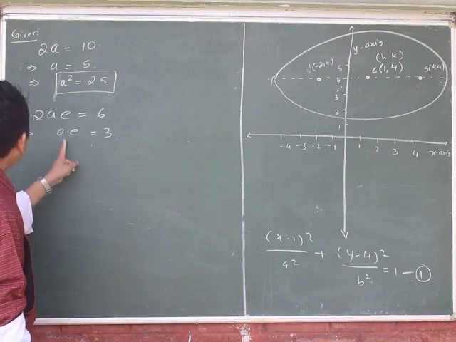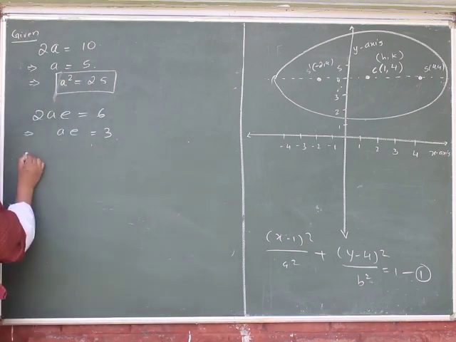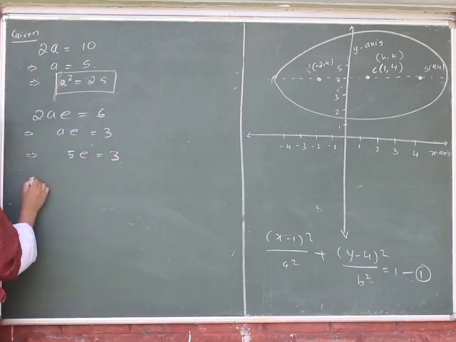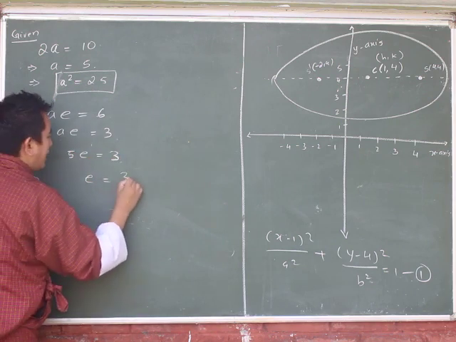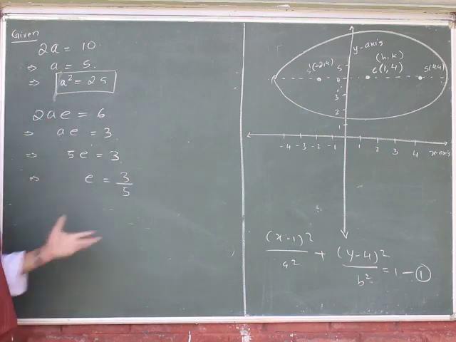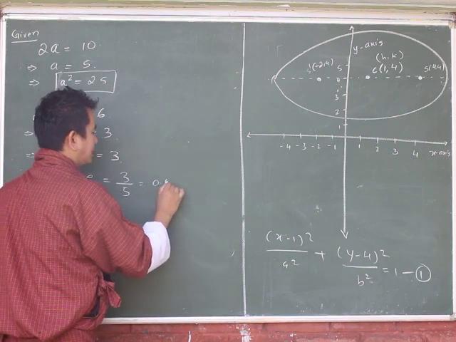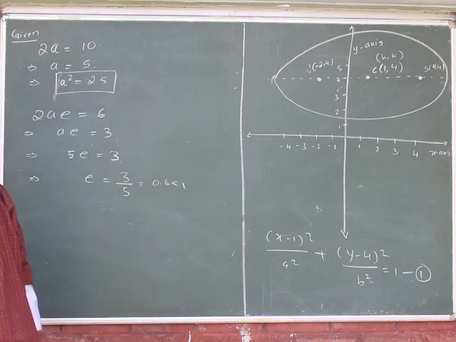So now ae is equal to 3, but we already know the a value, which is 5. That implies 5e is equal to 3, so the e value we get is 3 by 5, which is equal to 0.6, less than 1. That's the eccentricity of the ellipse. We already calculated the eccentricity, because in the question you need to find the eccentricity of the ellipse.